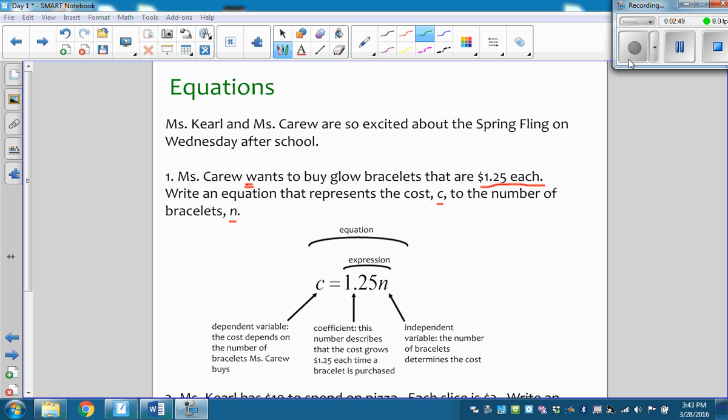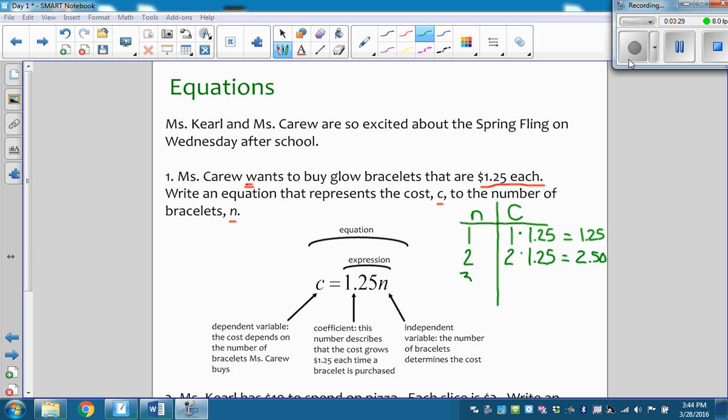Sometimes, let me try a table here. Sometimes you can make a table to help you figure this out. So the number of bracelets is your independent variable, and if you buy one bracelet, you only have to pay 1 times $1.25. So your total cost is just $1.25. But if you buy two bracelets, then you have to pay 2 times $1.25. So your total cost is $2.50.